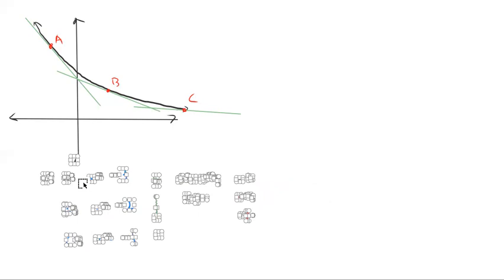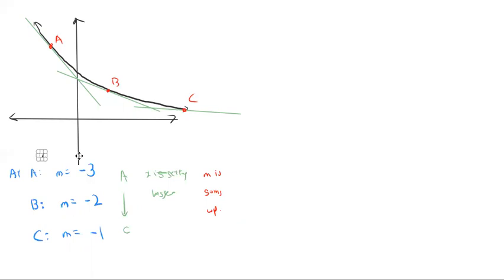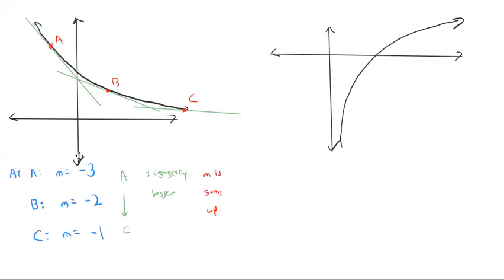And similarly, we also have the other situation. So remember, you need to pay attention to the question. The question is not what is the value of the gradient, but what is happening to the gradient. And so let's take a few sample points. Let's say A there, B here, C there.